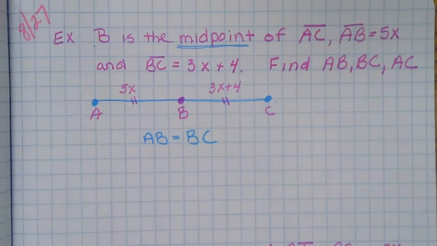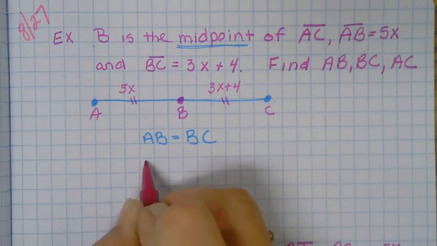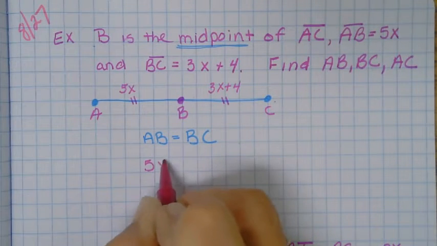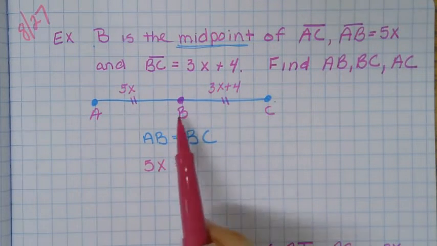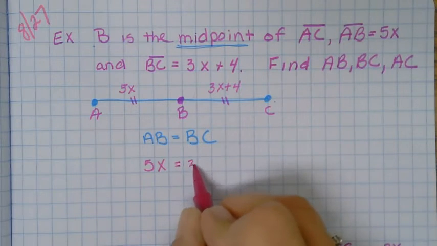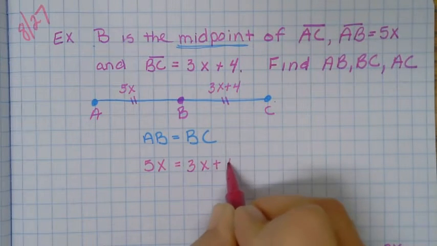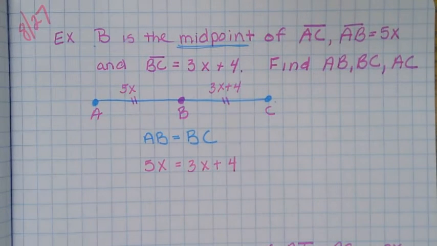Now we have the beginning of an equation that we can solve. So we're just going to take the expressions that we know that each of those is equal to and substitute it in. So AB, they told us was 5x. BC is 3x plus 4. Now you need to solve it. So go ahead and solve that one. Solve it for x.